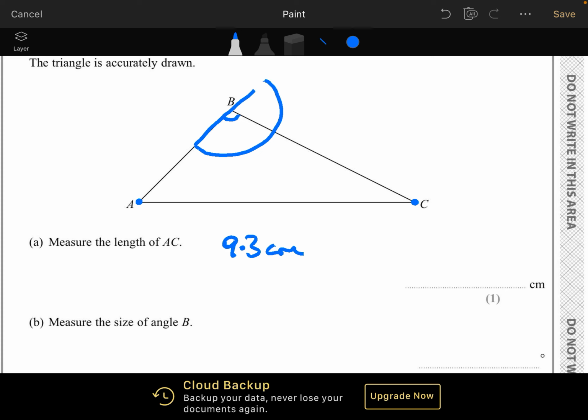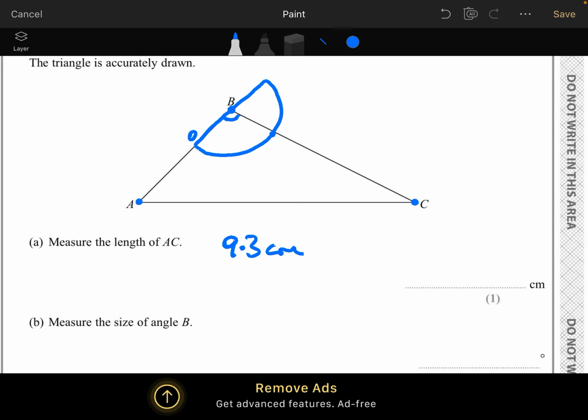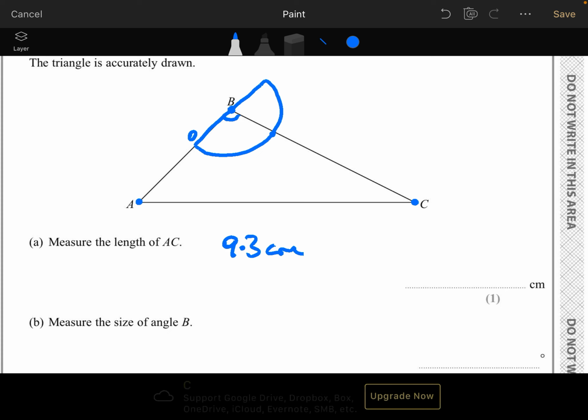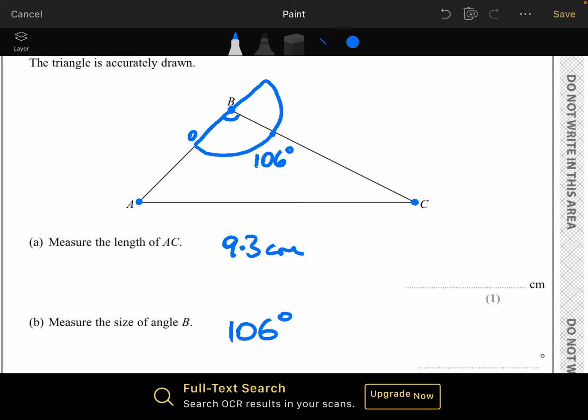Make sure that the line that's on the protractor and the crosshairs goes on there, and then you're going to read off, starting on the scale that starts at 0 here, round to this point here, and it's slightly more than 90 degrees. You should get a reading of 106 degrees. So the answer is 106 degrees.